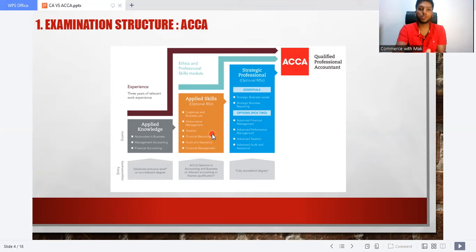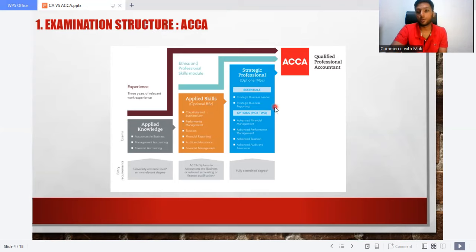Now you might have a question: how come applied skills is equivalent to a bachelor's degree? Because you can see here they have given the term optional BSc. The contents of these papers are very deep, so they are comparing it to the level of a bachelor's degree. Then the final stage is what we call strategic professional.